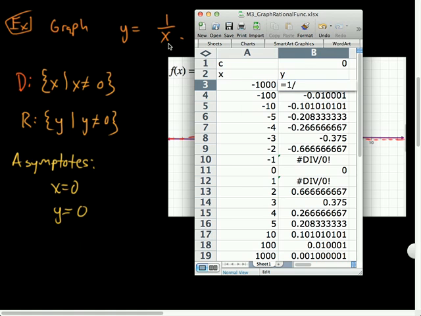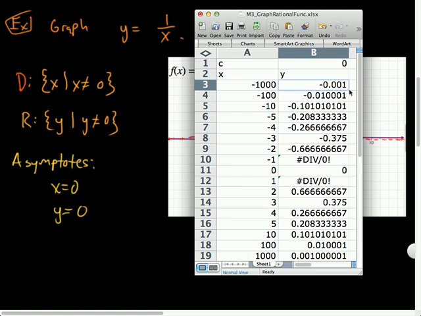So I'm going to do 1 divided by, and what is x in this case? Well, x is this negative 1,000. So I'm going to either click over here or type A3. I hit enter, and that gives me the equation for the y value, the output when x is negative 1,000.